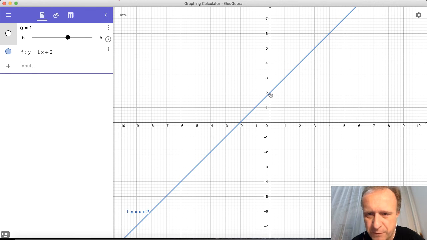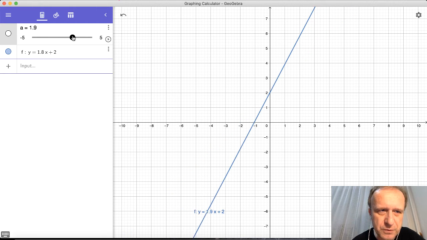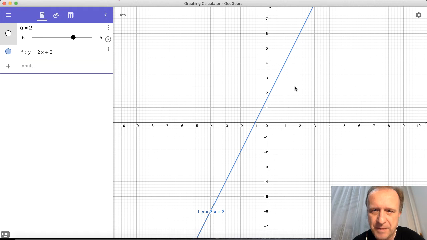If you move from one point of the graph 1 unit to the right, then you have to move 1 unit upwards to get back to this line. So therefore, this is the gradient. 1 is the gradient. If I set a equal to 2, like this, the line becomes even more steep. And again, when I move from this point 1 unit to the right, I have to move 2 units upwards to get back to the function. And the reason for that is the fact that the gradient is 2.